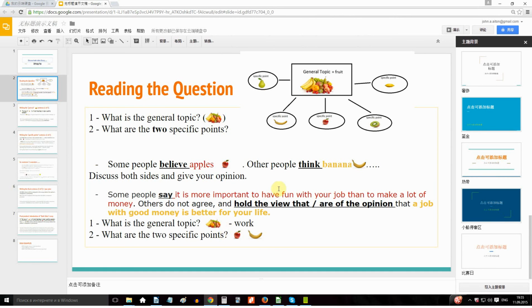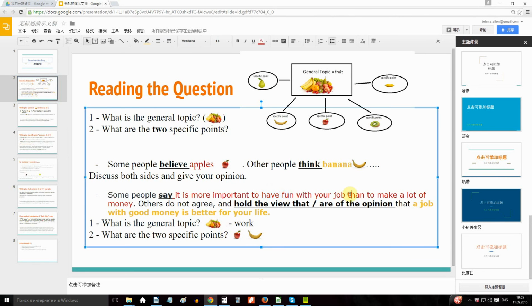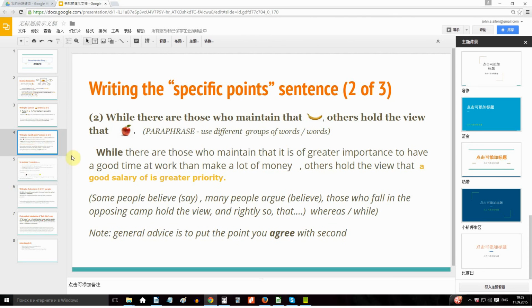What have we got here? Have fun, have a good time, that's different. Make a lot of money. Oh dear, make a lot of money. That looks to be the same. Yep. Let's talk about that soon.